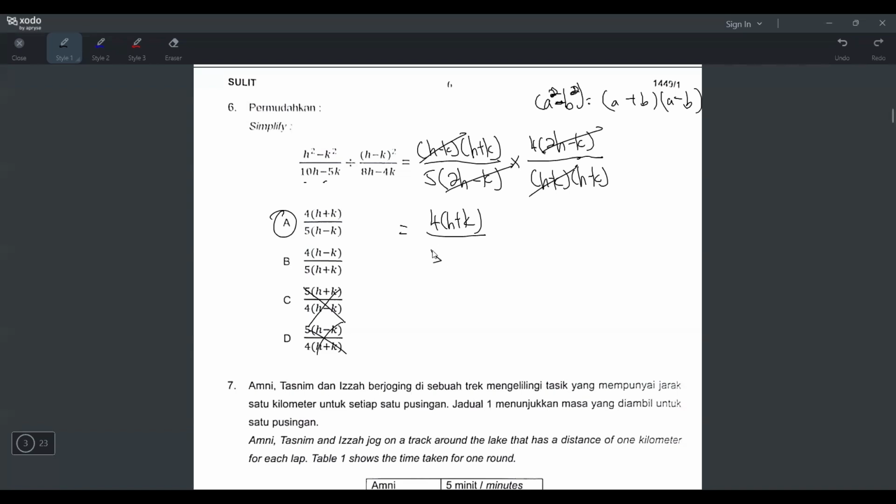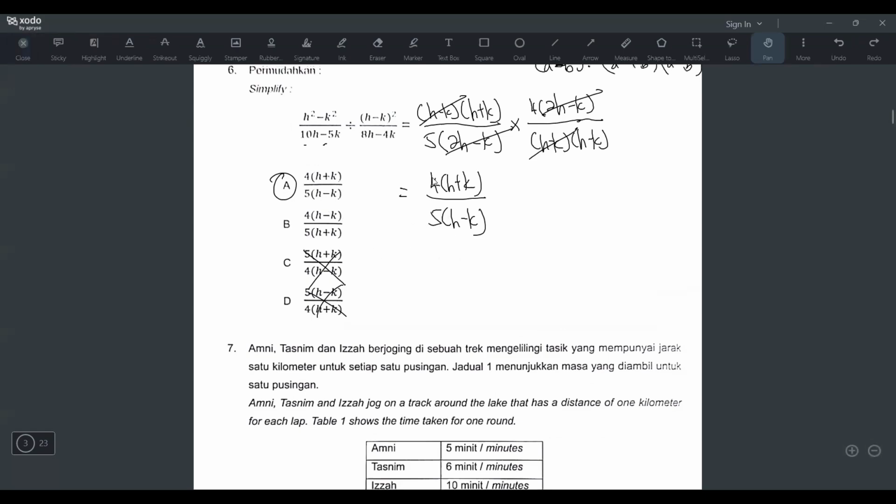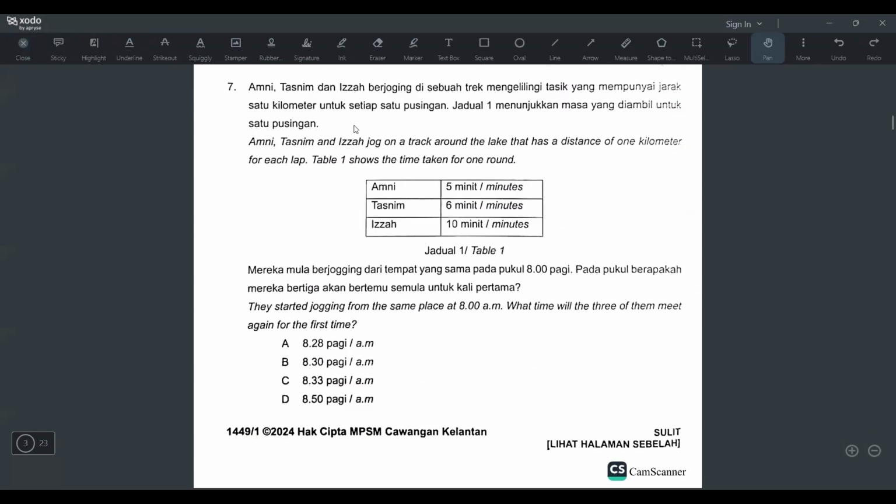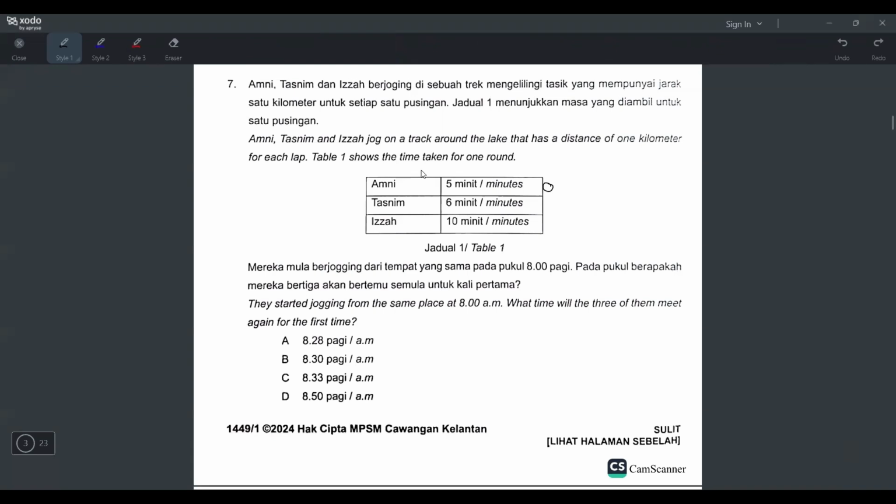5 times h minus k. But don't expand, because the answer never expands. So you are doing objective, so always look at the answer when you are doing it. Because you are doing Paper 1 objective, you don't have to show the working. So you can straight away look at the answer and see which one matches your working answer. Okay, that's all. All right, let's continue.